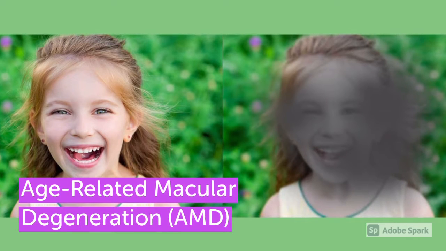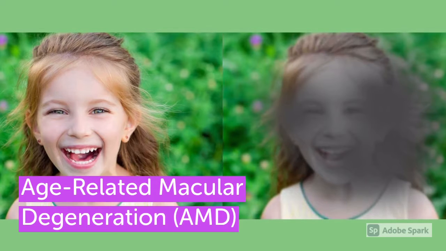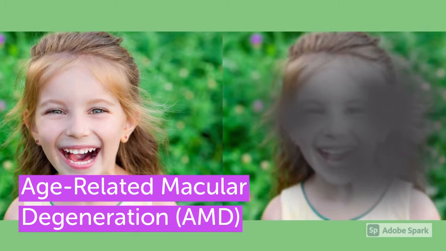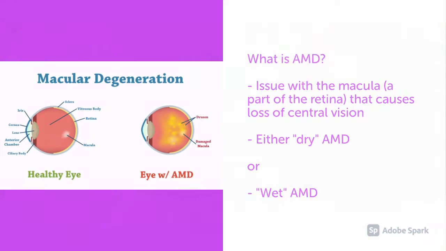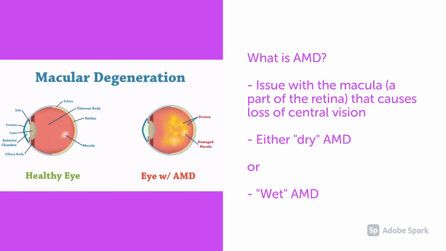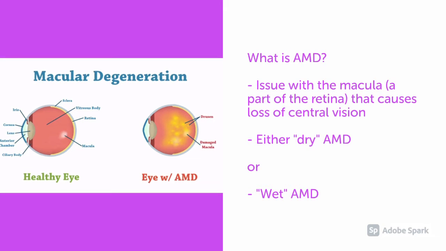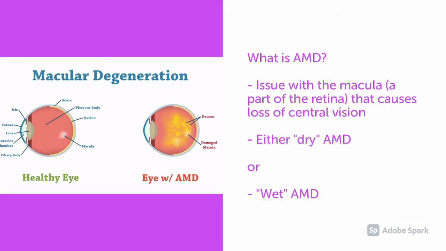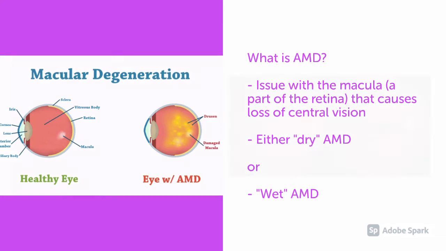This picture shows what visually people that suffer from AMD see. On the left is what a normal person sees, while on the right is what somebody with AMD sees. What is age-related macular degeneration? It is issues with the macula, which is a part of the retina that causes the loss of central vision. And there are 2 forms of AMD. It's either dry AMD or wet AMD.